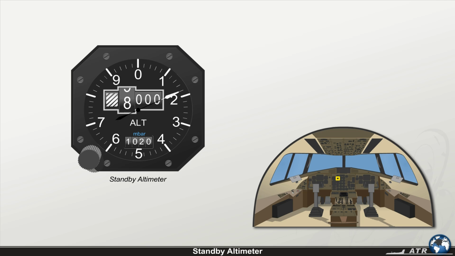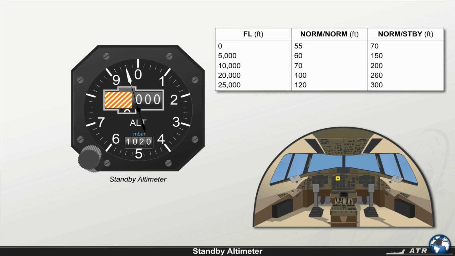Observe that in altitudes ranging from 0 to 9,999 feet, the left drum of the digital counter shows a black and white striped flag. Negative altitudes are displayed by an orange and white striped flag in the 2 left drums. The instrument is also fitted with a barometric counter graduated only in millibar, where the barometric pressure can be manually inserted via the barometric setting knob. Observe the table for allowable deviation between normal altimeter readings and between a normal and the standby altimeter readings.